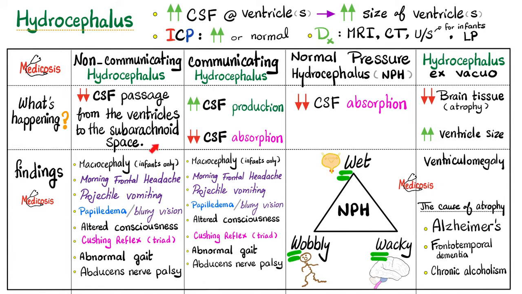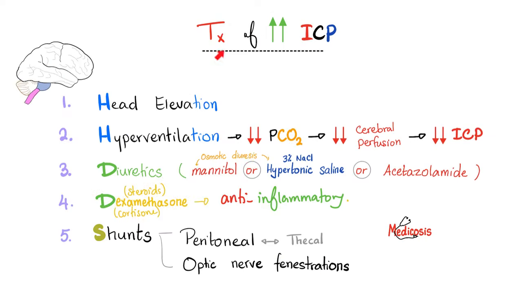How can we treat these patients? Correct the underlying cause. If there is an obstruction, you need to relieve that obstruction, sometimes surgically. But how can we lower the intracranial pressure in general? Sing with me. Head elevation, hyperventilation, and then the double D's. Diuretics, dexamethasone. What is dexamethasone? It's a steroid, so the next is shunt. Head elevation, hyperventilation, diuretics, dexamethasone, and shunts.